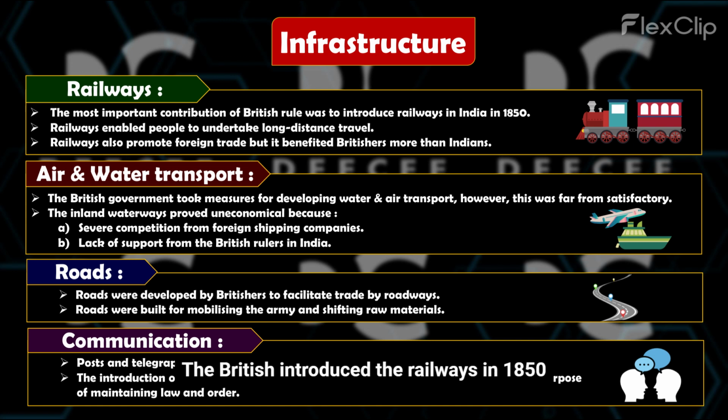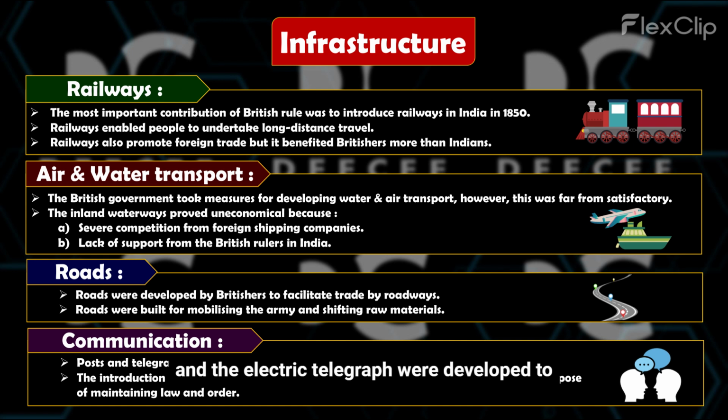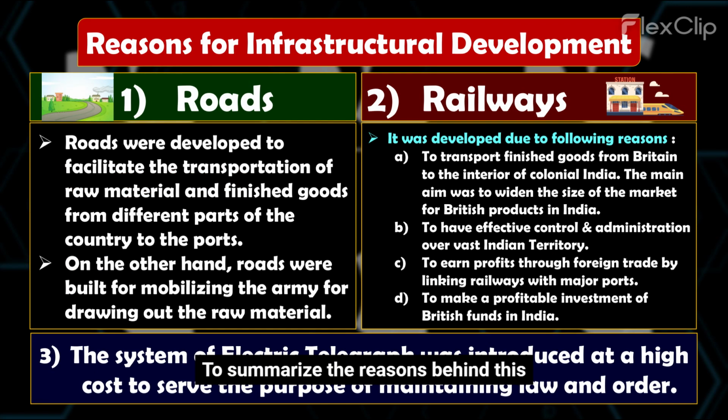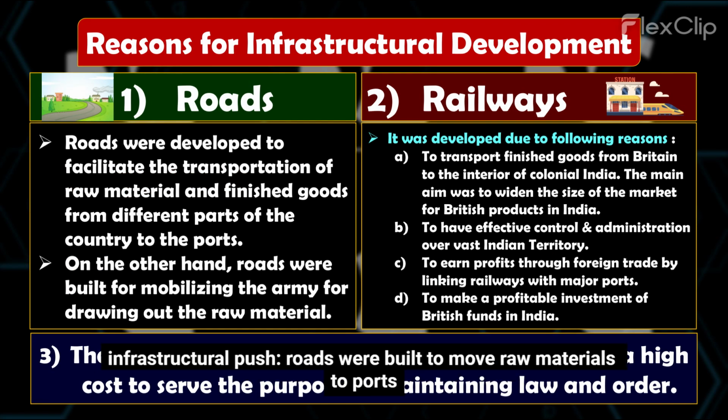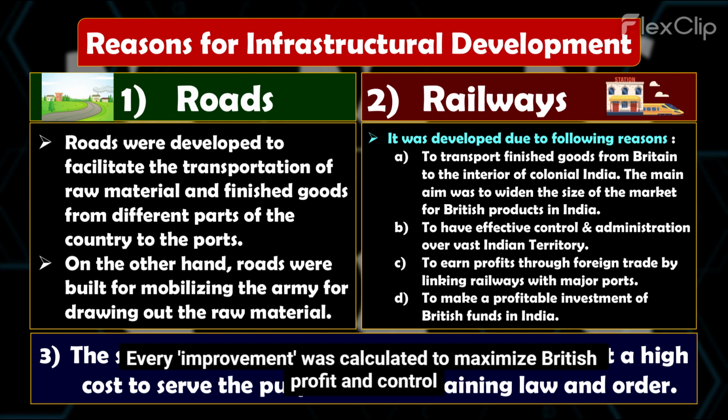The British introduced the railways in 1850, which allowed for long-distance travel and trade, but primarily served their own interests. Similarly, roads, water transport, and the electric telegraph were developed to mobilize the army and maintain administrative control over the vast territory. To summarize the reasons behind this infrastructural push, roads were built to move raw materials to ports. Railways were designed to expand the market for British goods and move the army, and the telegraph was implemented at high cost strictly to maintain law and order. Every improvement was calculated to maximize British profit and control.